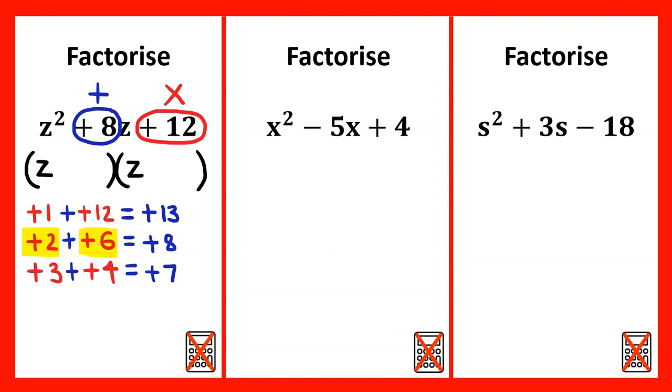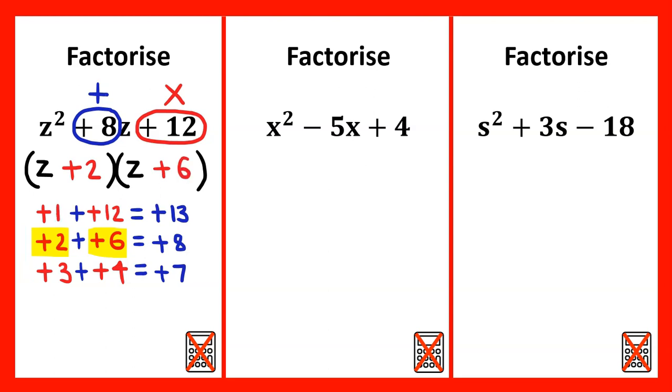Because it's these two factors, which multiply to give me 12 and add to give me 8, these are the two numbers that would go inside the bracket, z plus 2 and z plus 6. The good thing about algebraic topics is you're usually able to check your answers. We could expand these two brackets together to check to see whether they give us the original expression. On to the next question.